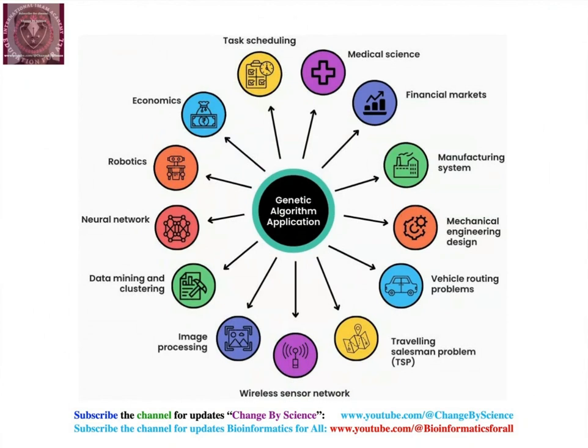of the initial population. Now, what are the applications of genetic algorithm or evolutionary algorithm? As I mentioned, it has diverse applications. For example, task scheduling, medical science, financial market, manufacturing systems, mechanical engineering, vehicle routing problems, the traveling salesperson problem, wireless sensor networks, image processing, data mining and clustering, neural networks, robotics and economics. And there are many more applications of genetic algorithm and evolutionary algorithm.